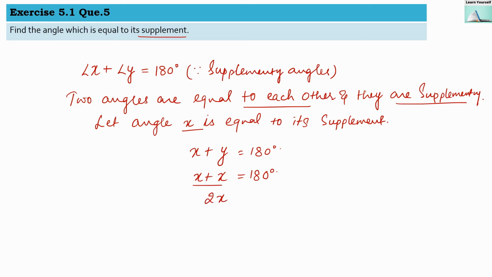So we can add these X's. So 2X equals 180 degrees. So X equals 180 degrees divided by 2. So X equals, we will get here, 90 degrees. So a 90 degree angle is equal to its supplement.